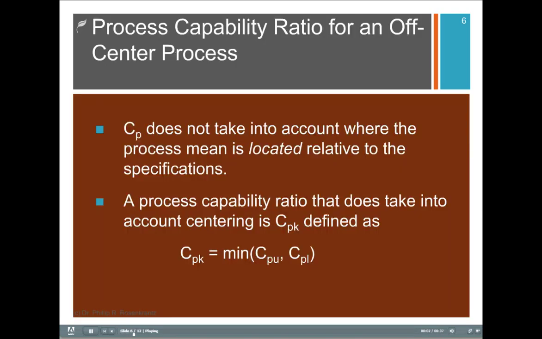Getting back to CP for a moment, it was a ratio of the tolerance zone to the Six Sigma spread, and so it was potentially what your process capability would be if the process was located in the center of the tolerance zone, but it may not be located there. CPK, on the other hand, does relate to where the process is actually centered relative to the spec limits. So it is the minimum of either CPU or CPL. So it tells you how your process capability is based on where it's actually located.